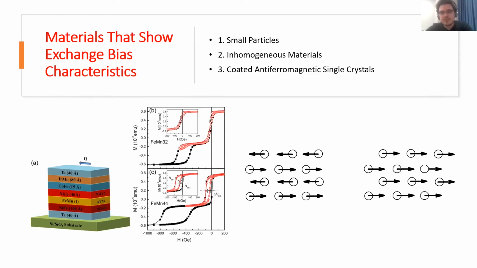This can be because of the uncompensated and compensated surface spins, which can be shown here. This is referred to as the uncompensated spins of the surface. This is compensated. In the compensated case, we do not have a net spin pointing in one direction. They are countering each other. In the uncompensated case, we have a net spin moment pointing in one direction.